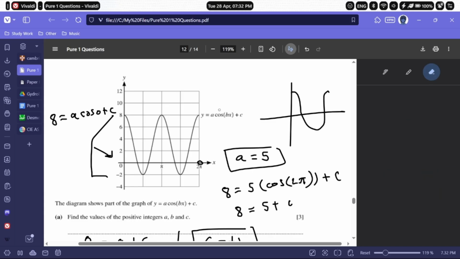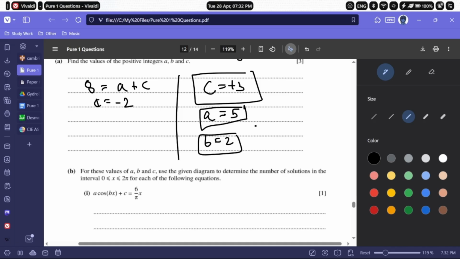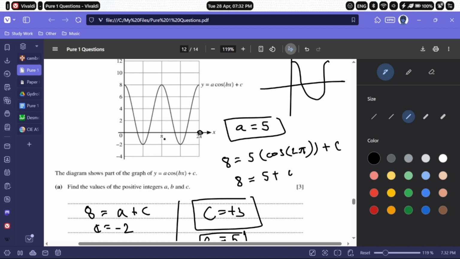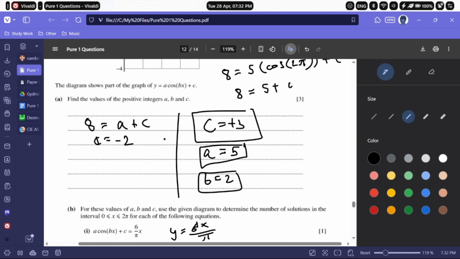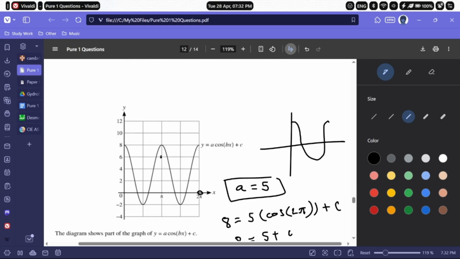Okay, so wait, hold on. Let me just erase this. Okay, so this is just a linear function, right? 6x over pi. So when x is 0, y is 0, so there is no intercept. And then you can take some random values. We're going to take pi in this case, and y would be equal to 6. So this is your point.